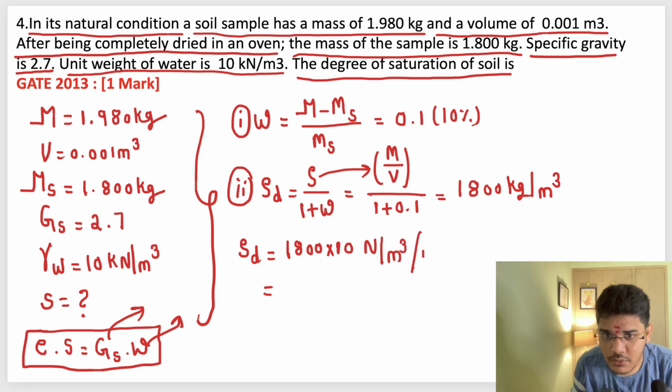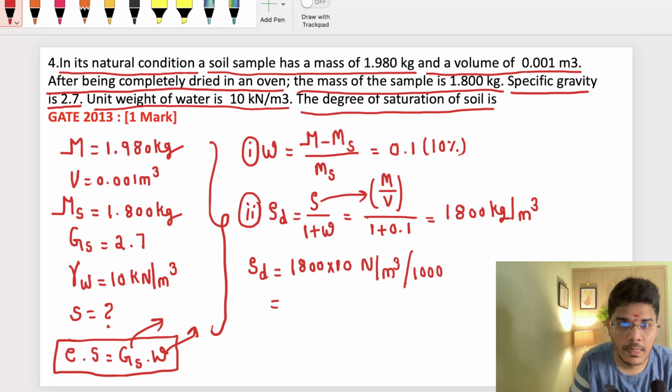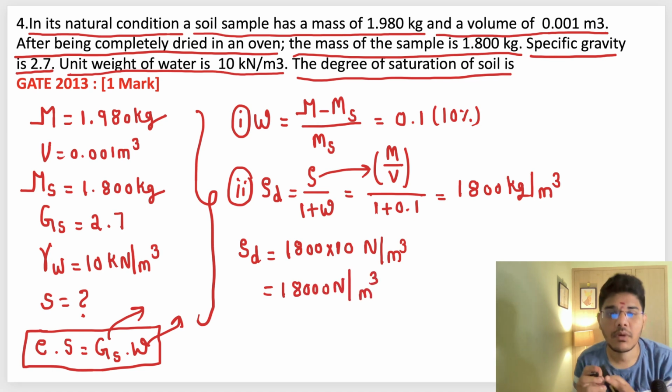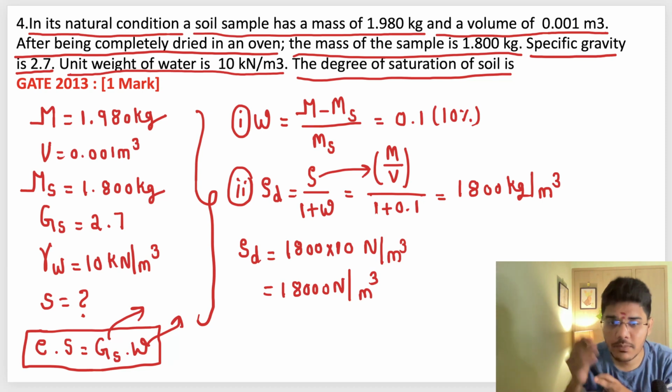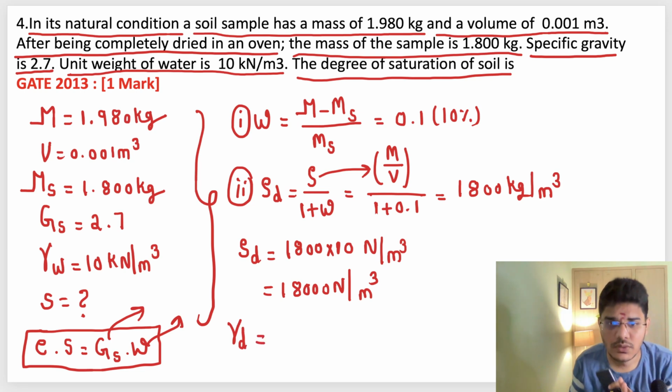So divided by 1000, if you wait, let us write one more step, then it will be clear. So this will be around 18,000 Newton per meter cube, but if you want to convert into kilonewton per meter cube, then divided by 1000. Unit weight. So this will also be unit weight, okay.